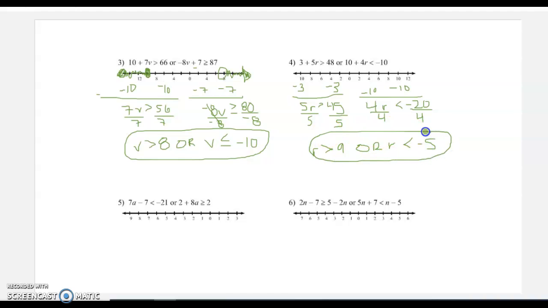So there's my two possibilities. I can be greater than 9, so I'd have an open dot at 9, shaded to the right. Or I could be less than negative 5, so I'd have an open dot at negative 5, shaded to the left. There's my two possibilities.